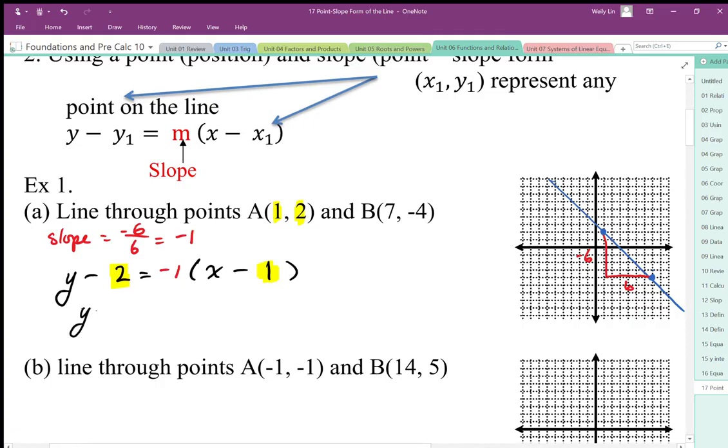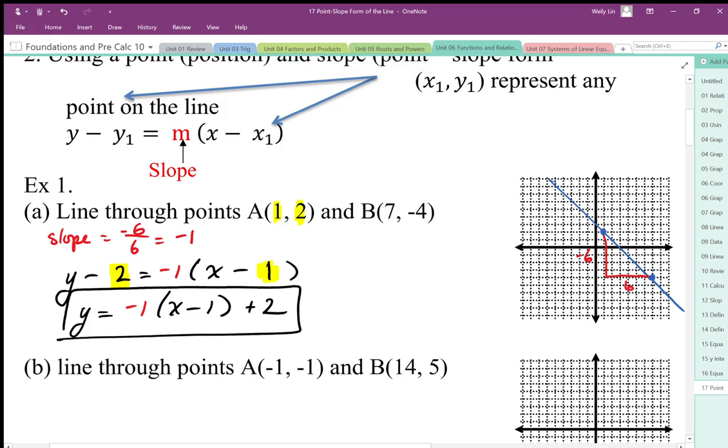Now, I personally like to write it so that it's y equals, so that's a function. So I'm going to write it as y equals negative 1 times x minus 1, and I'm going to add the 2 to this side, so it's going to be +2. When you do it this way, you just have to remember that the x is going to be backwards, it's going to be minus, and the y, if it's +2 on the left, shows up as +2 on this side. Okay, and there's my equation in function form.